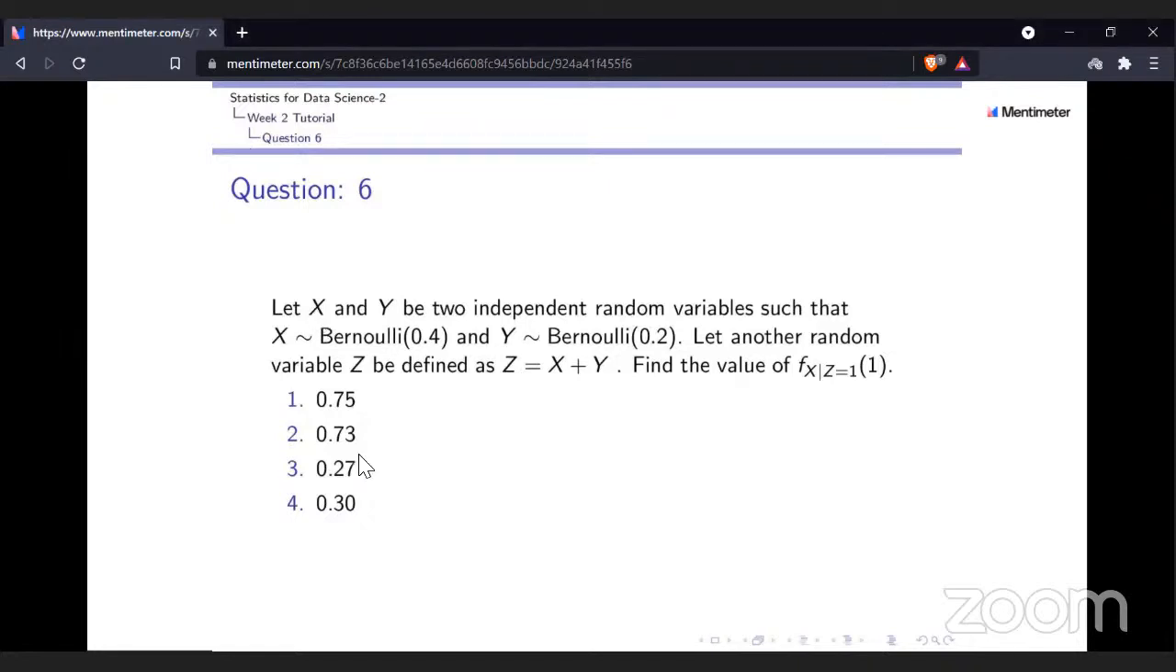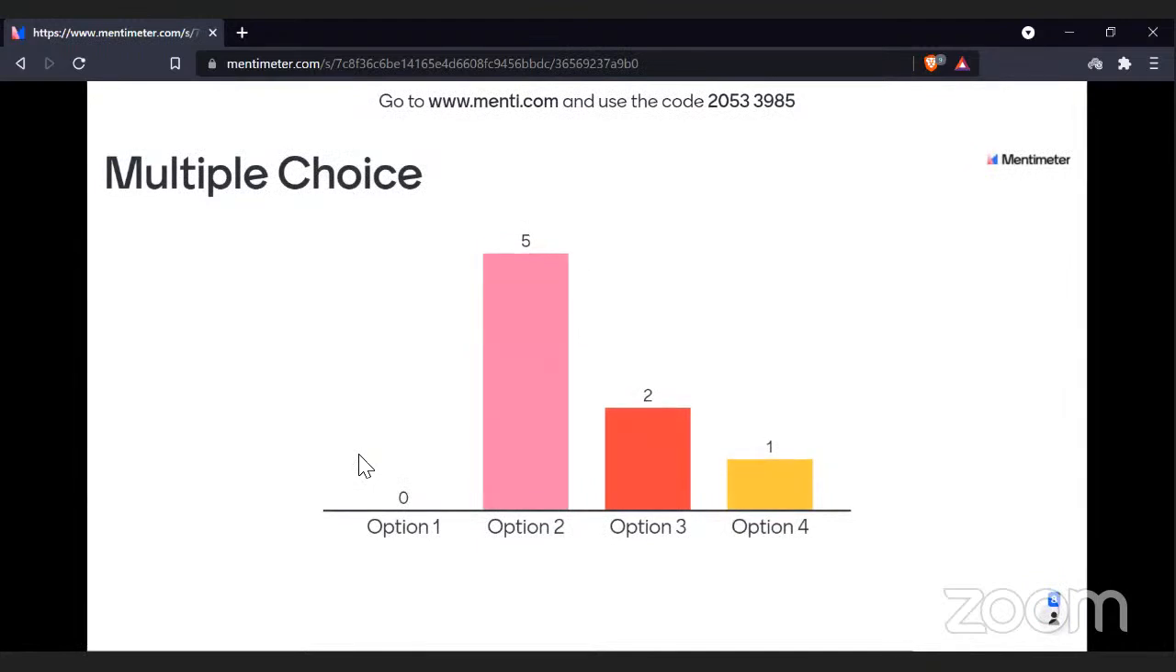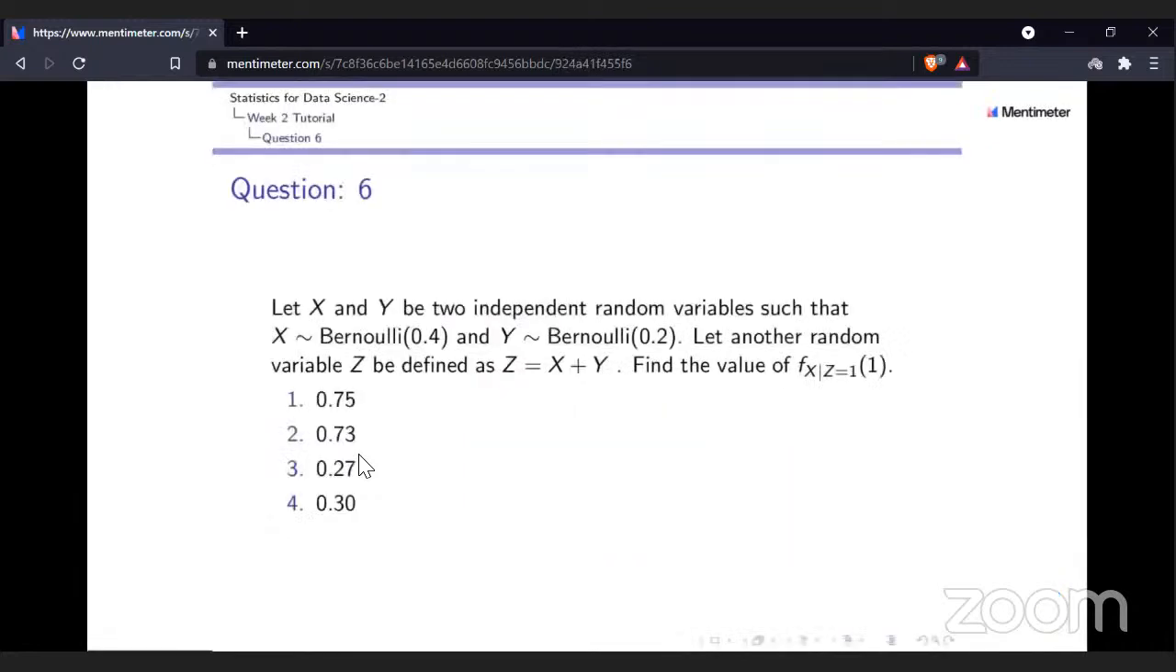Okay, so we have three options here: 2, 3, and 4. Would anybody like to explain? Ma'am, can I do? Yeah, sure.